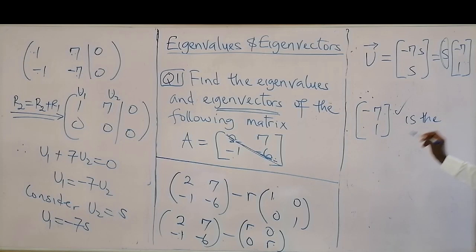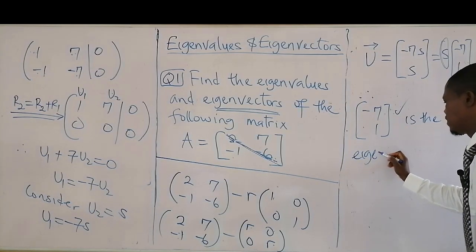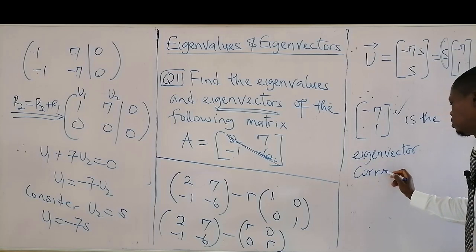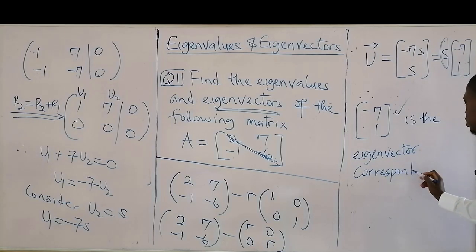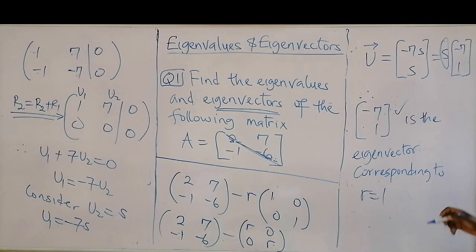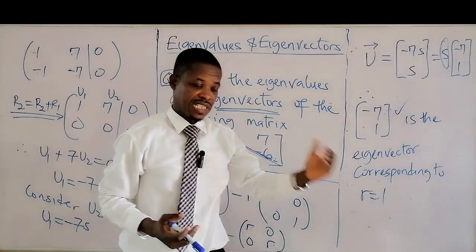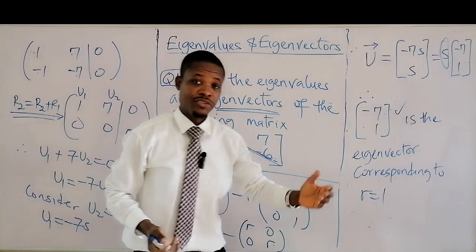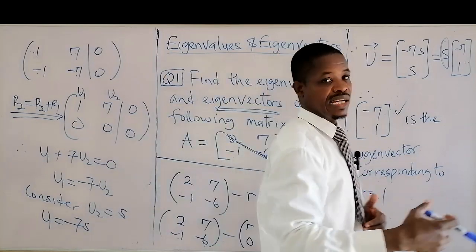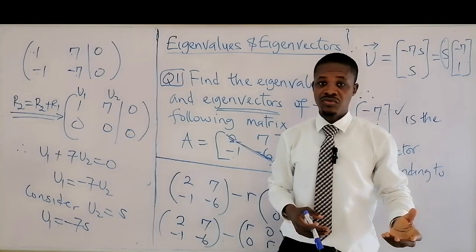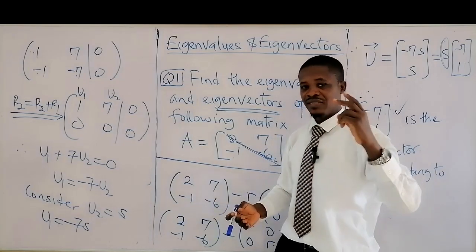So minus 7, 1 here is the eigenvector corresponding to r equal to 1. Okay, so that's that on these aspects, calculations of eigenvalue and eigenvector for a 2 by 2 matrix. Okay, the next video will be calculations of eigenvalues and eigenvectors for 3 by 3.